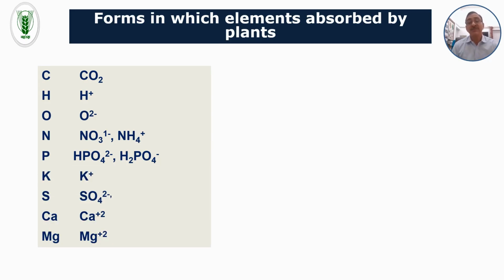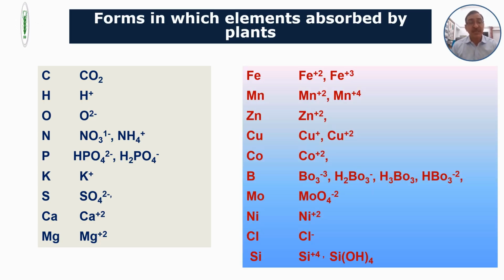Now we will be talking about all these nutrients, and these are the forms of different elements in which the plants take up these nutrients from the soil. So indirectly, whatever fertilizer we are applying, it is not taken up by the plant directly unless it is converted into plant available form.